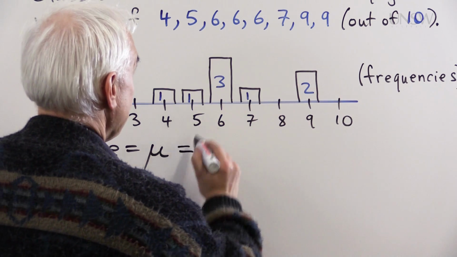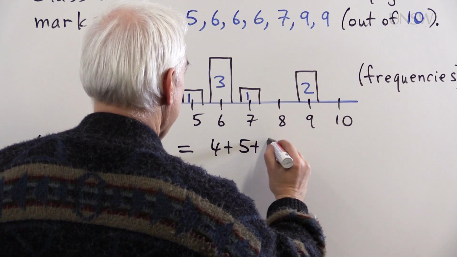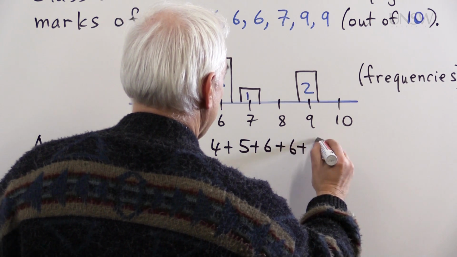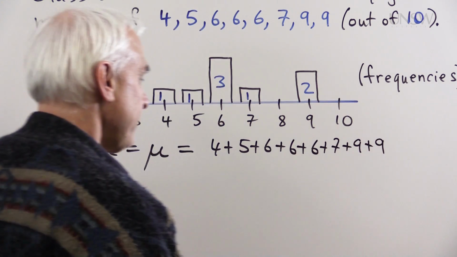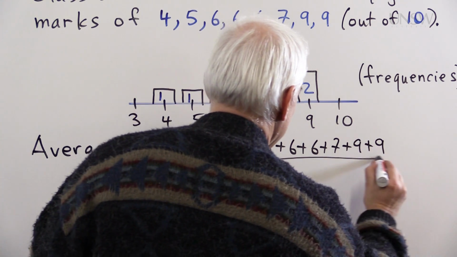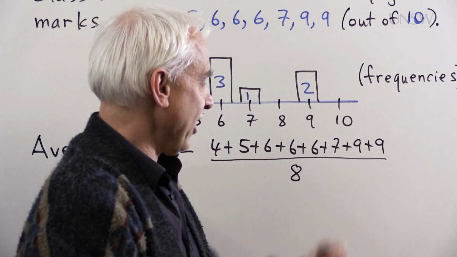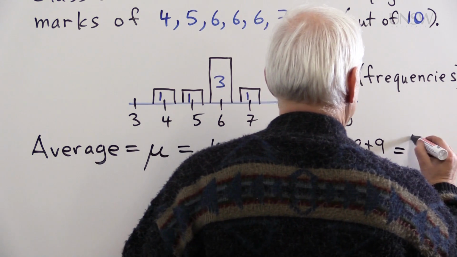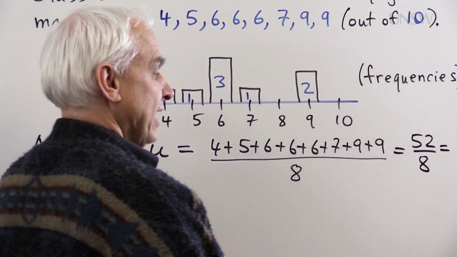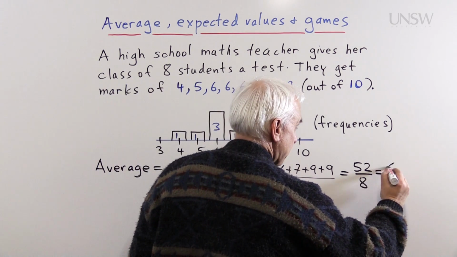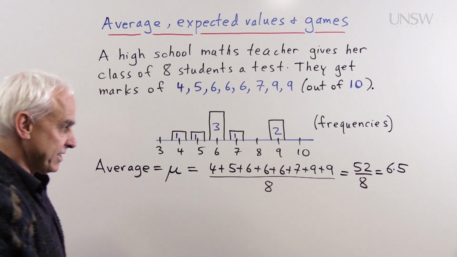Well, the standard formula is that we just take the marks and we add them all up. 4 plus 5 plus 6 plus 6 plus 6 plus 7 plus 9 plus 9. And then we divide by 8. All right, so you can check that this sum is actually 52. So our sum is 52 over 8, which is 6 and 4/8, or 6.5. That's the average.